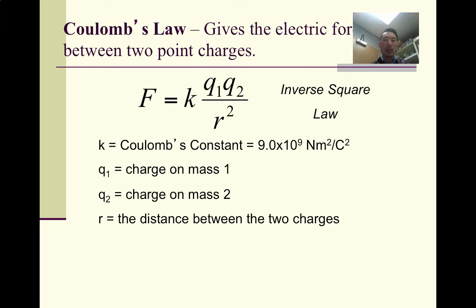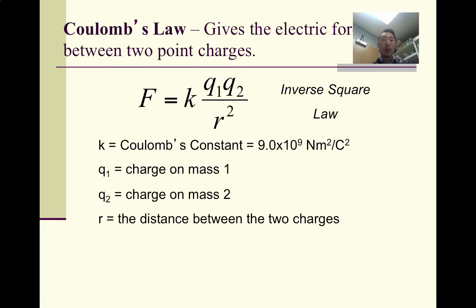K is Coulomb's constant, and it's 9.0 times 10 to the 9 Newton meter squared divided by C squared. You don't have to memorize that. The formula sheet gives it to you. Q1 is whatever the charge is for one charge, and Q2 is whatever the charge is for the second charge. And R is the distance between the two. Simple enough.